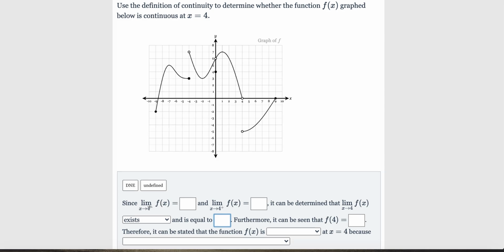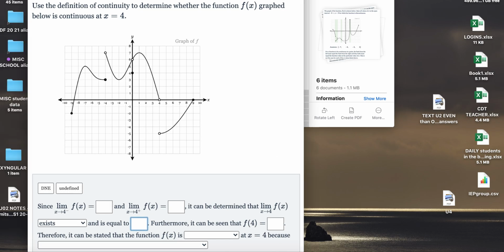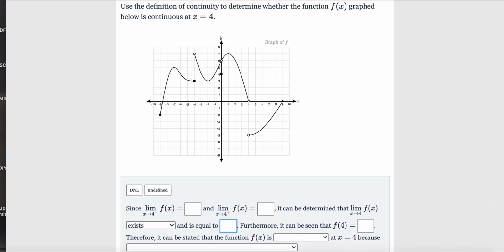Down here at the bottom, they ask you to fill in what is the limit as x approaches 4 from the left. So over here, this is 4. I'm going to come in from the left. Okay, so that means I'm traveling right here where this cursor is moving. So coming in from the left, the graph is approaching 0.